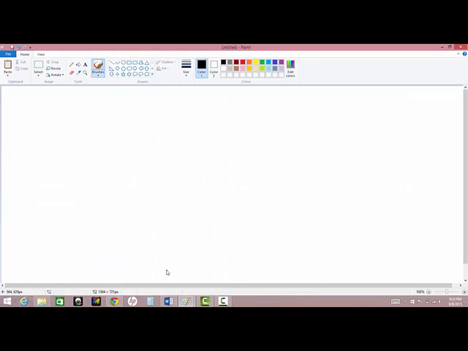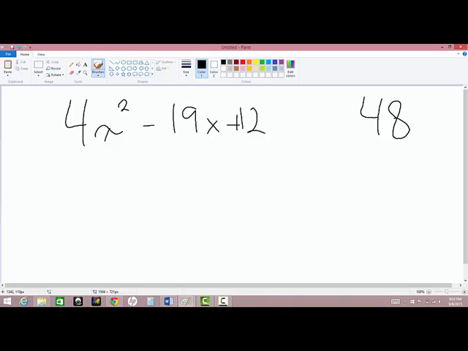Let's go ahead and take a look at 4x squared minus 19x plus 12. Again, take a look at the, well, I said 12, so let's put a 12. Let's look at the AC method. So A, 4, times C, 12, gives us 48 there. So 48 is going to be the number that they multiply to.